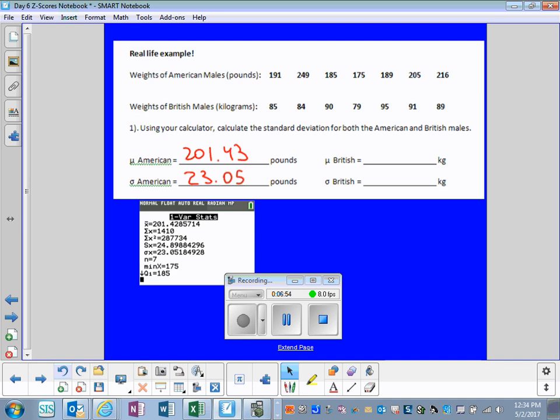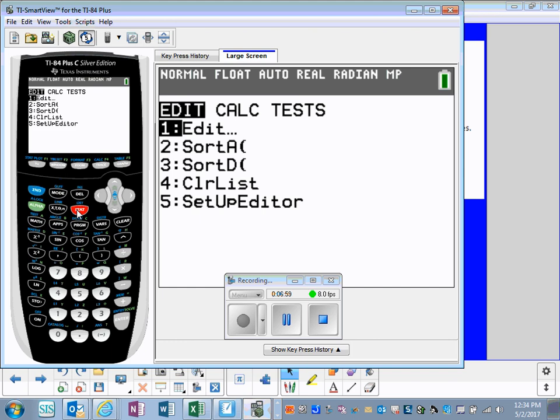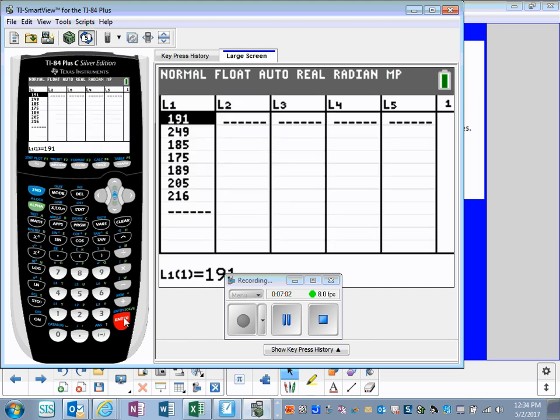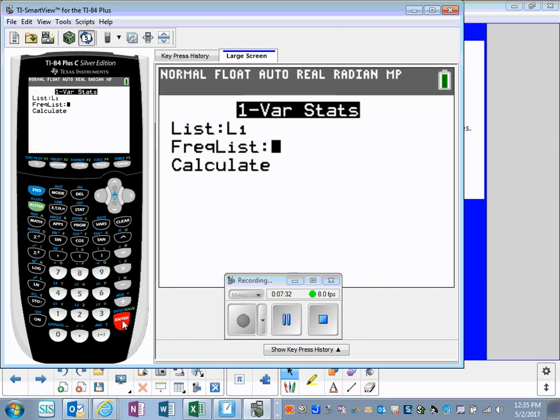Okay, so let's do the same thing for the second population of males, the British ones. So Stat, Edit, I'll clear and start over. 85, 4, 19, 79, 95. Once we are done, we go to Stat, Calc, and then statistics.